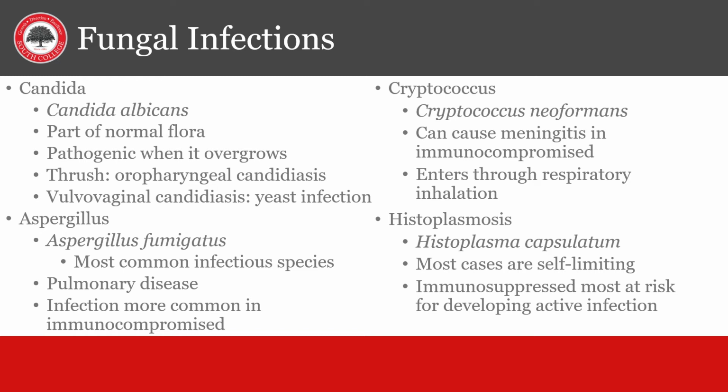Aspergillus causes lung disease in immunocompromised patients. Cryptococcus enters the body through the respiratory system and also infects immunocompromised patients. Histoplasma is self-limiting, except again in immunocompromised patients.